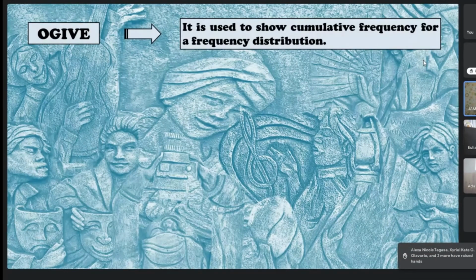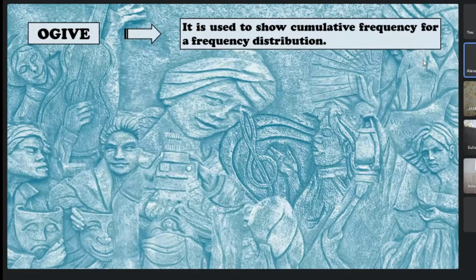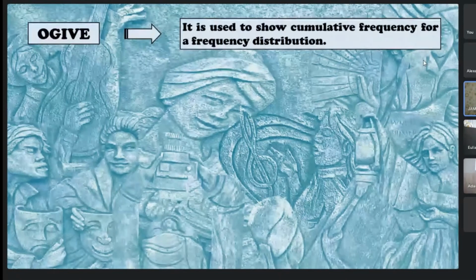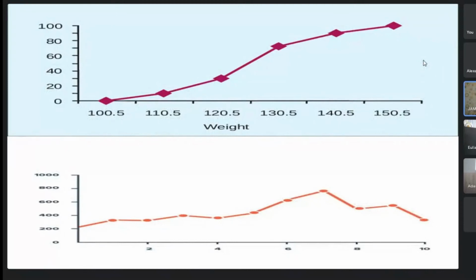When can we use the ogive? Kindly read. Yes, Alexa. "Ogive is used to show cumulative frequency for a frequency distribution." Okay, thank you, Alexa. So, an ogive is used to show cumulative frequency. When we say cumulative, it is increasing. Therefore, if we want to show the cumulative frequency of an ogive, this is what it looks like. It goes up. It is increasing over a period of time.